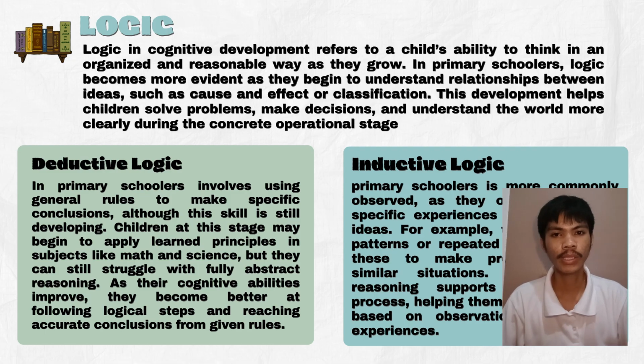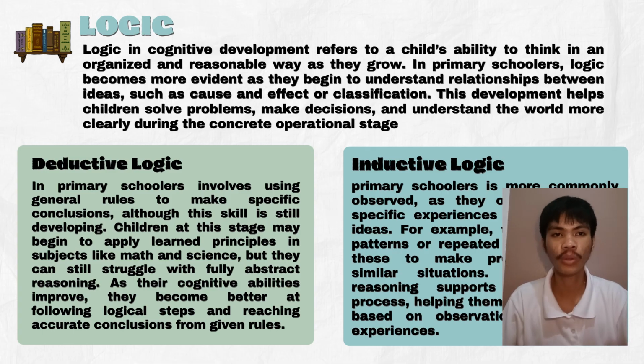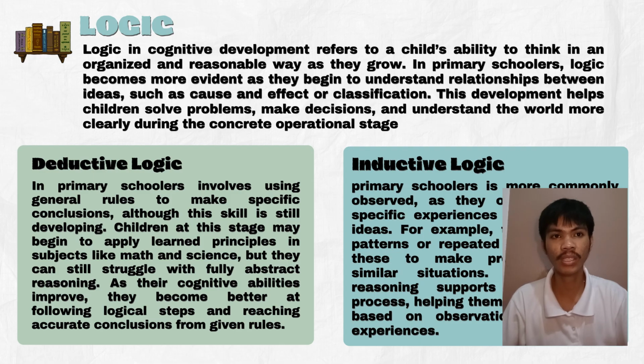Let's proceed to the topic, logic. Logic in cognitive development refers to the ability of a child to think in an organized and reasonable way as they grow. In primary school, logic becomes more evident as they begin to understand the relationship between ideas, such as cause and effect or classification. This development helps children solve problems, make decisions, and understand the world more clearly during the concrete operational stage.